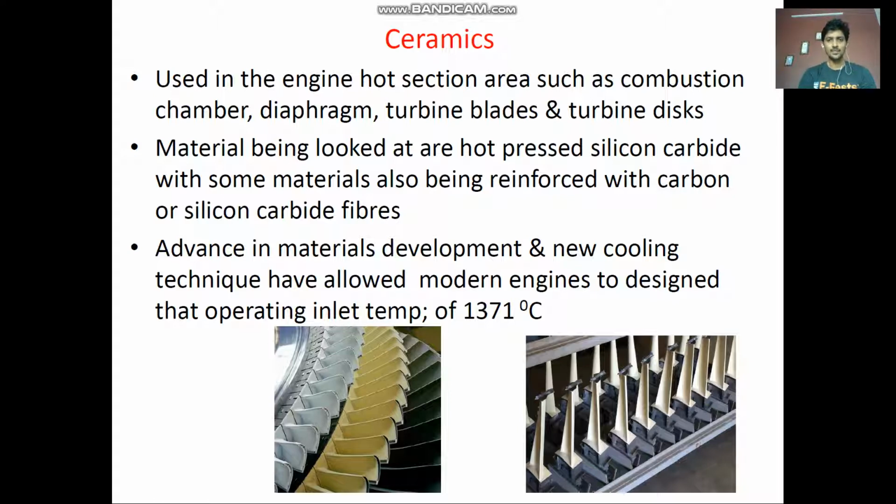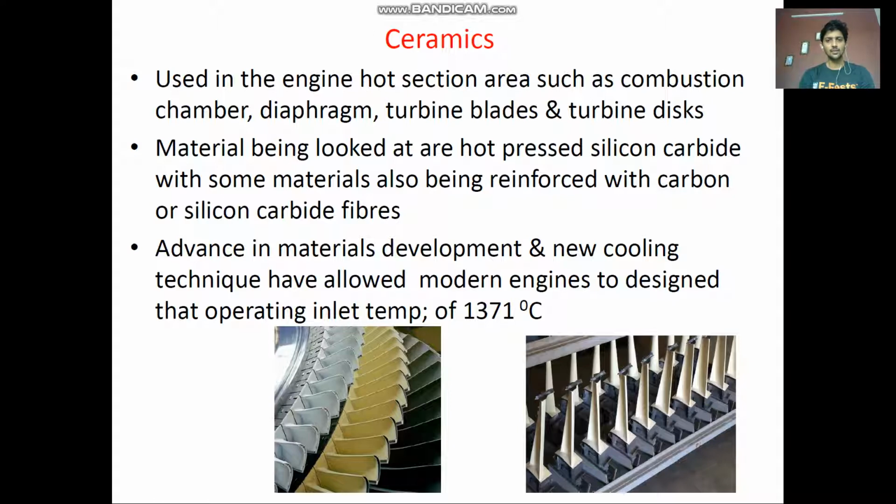Now, when we say ceramics, it is nothing but a material having a combination of hot pressed silicon carbide with reinforced carbon or, again, reinforced silicon carbide fibers. So this is nothing but the composition of a ceramic. Basically, when we talk about a ceramic, it is a thermally insulating material.